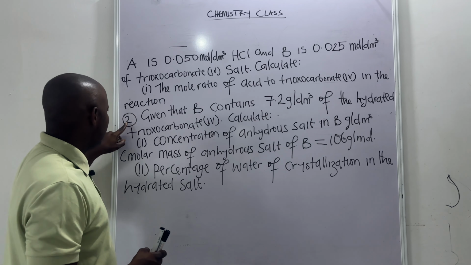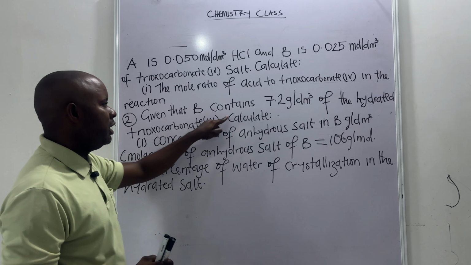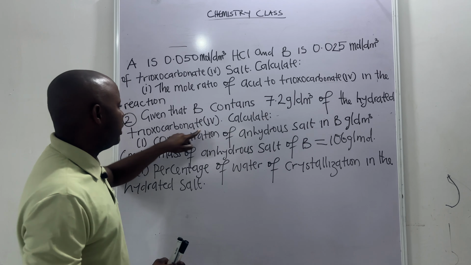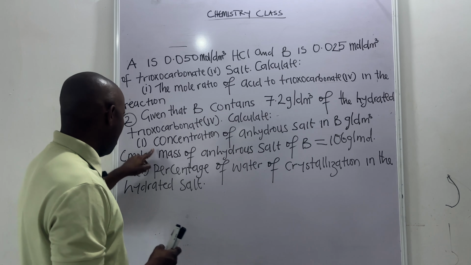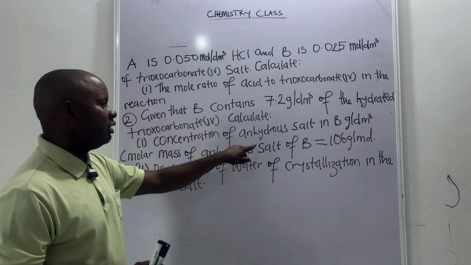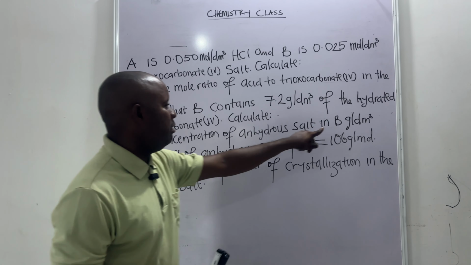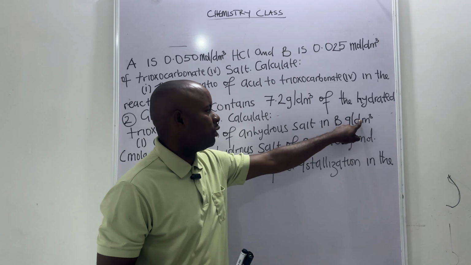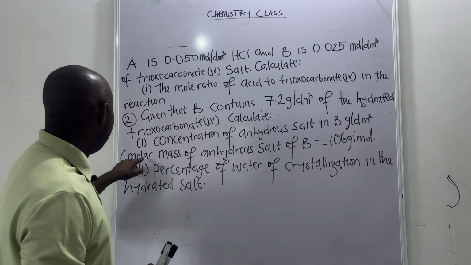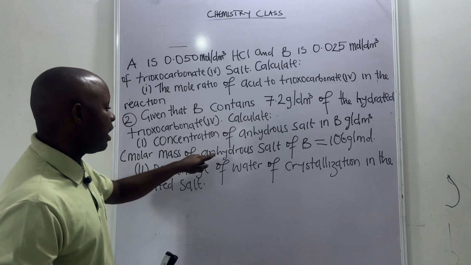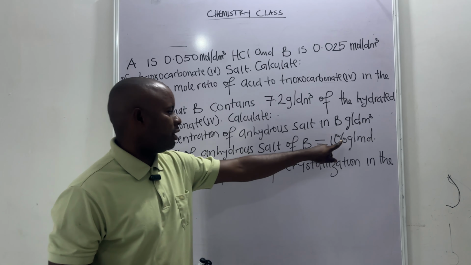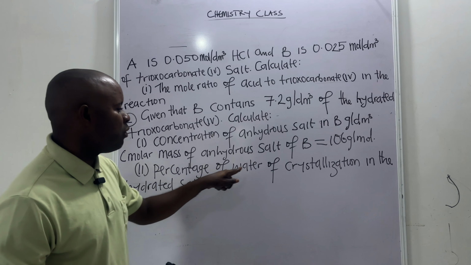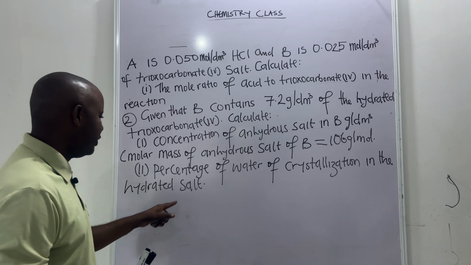We said the question goes this way. Given that B contains 7.2 grams of the hydrated trioxocarbonate(IV), calculate 1 as well, the concentration of anhydrous salt in B. We're going to solve the mass concentration in gram per dm cube. So the molar mass of anhydrous salt is given to us to be 106 grams per mole. 2, we are asked to calculate the percentage of water of crystallization in the hydrated salt.